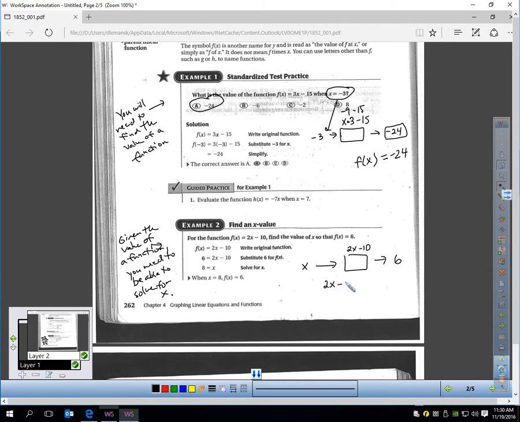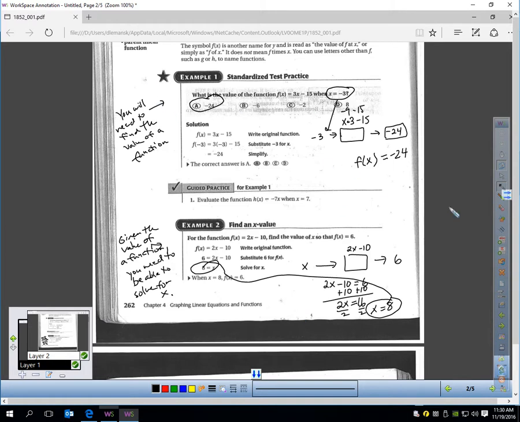So that's easy to figure out. Just write 2x minus 10 and make it equal to 6 and solve it. So add 10, which would give me 2x equals 16, and then I can divide by 2, and that would give me x is 8. And you can see that's what the book is saying you should get.